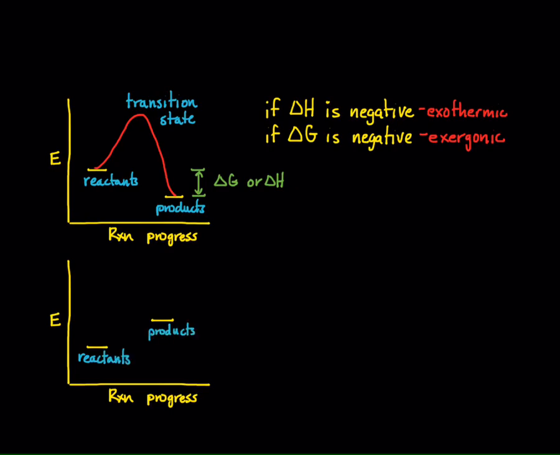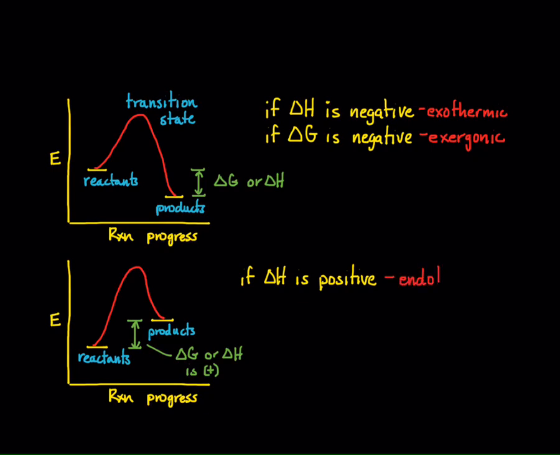products are, right? So here we have, again, there's going to be a transition state to go from reactants to products. But now you see that the delta G is positive. I have to add energy to the system to go from my reactants to the products. So delta G, or delta H, is positive here. And we know that when delta H is positive, we call that an endothermic reaction.